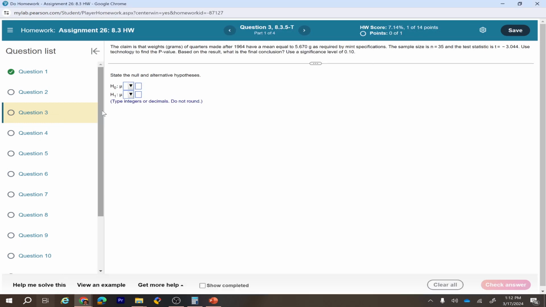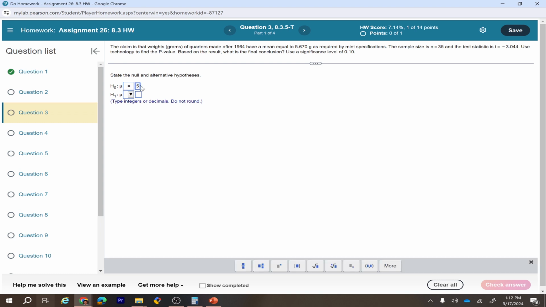First, let's answer this question. The mean is equal to 5.67 grams. That's the null hypothesis. And then the alternative is not equal to 5.67. Use the technology to find the p-value, and based on the result, what is the final conclusion?